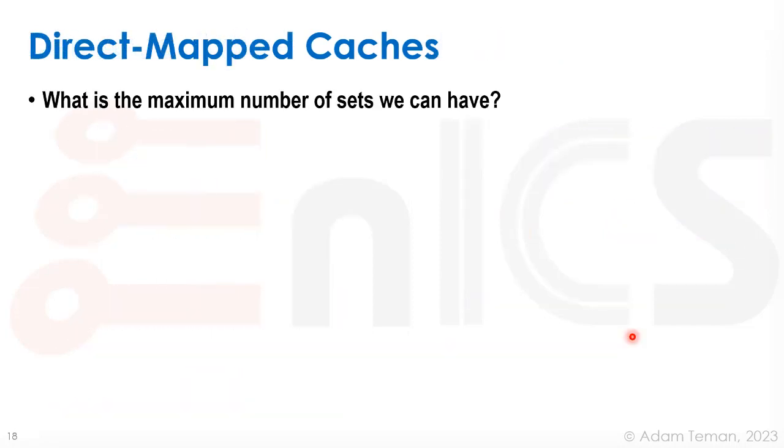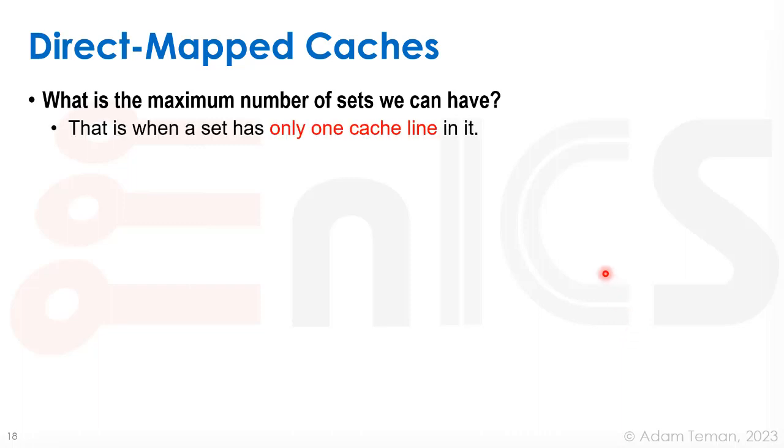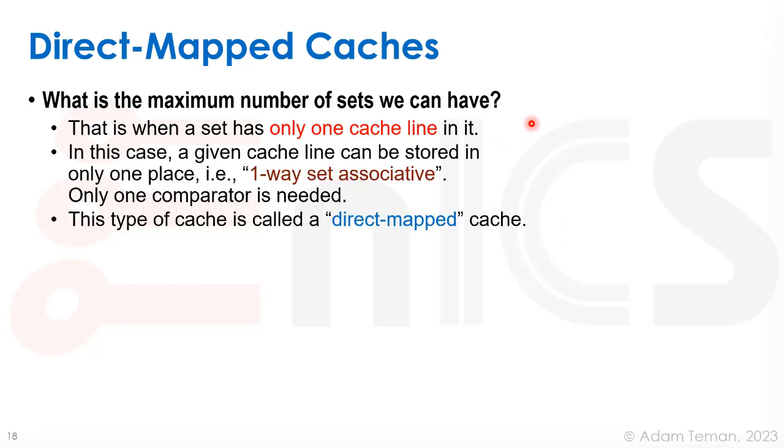What is the maximum number of sets we can have? Well, obviously, the maximum number of sets is when we only have 1 cache line in each set. In this case, the given cache line can only be stored in one place. There's only one way left because there's only 1 cache line in a given set. And therefore, it is a 1-way set-associative cache. This is a very special implementation that needs only 1 comparator, and so we give it a particular name. It is called a direct mapped cache, because every single cache line is directly mapped from the DRAM to one part of the cache.